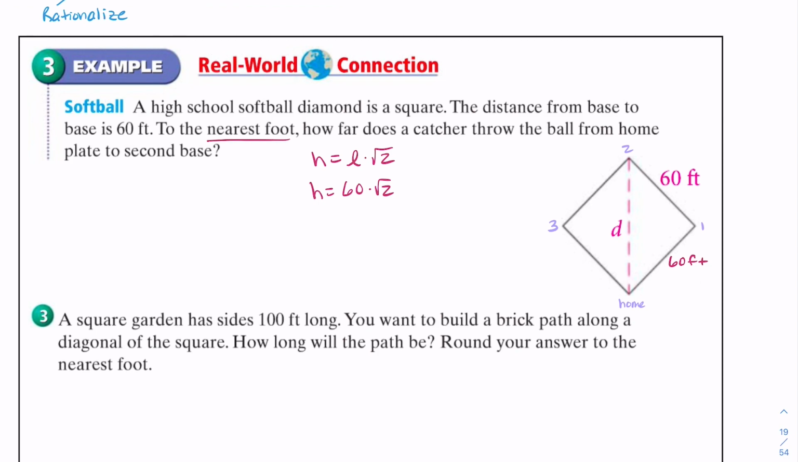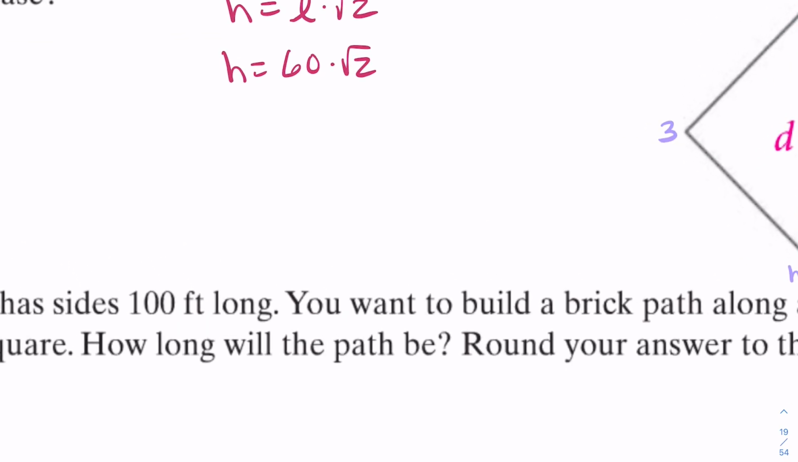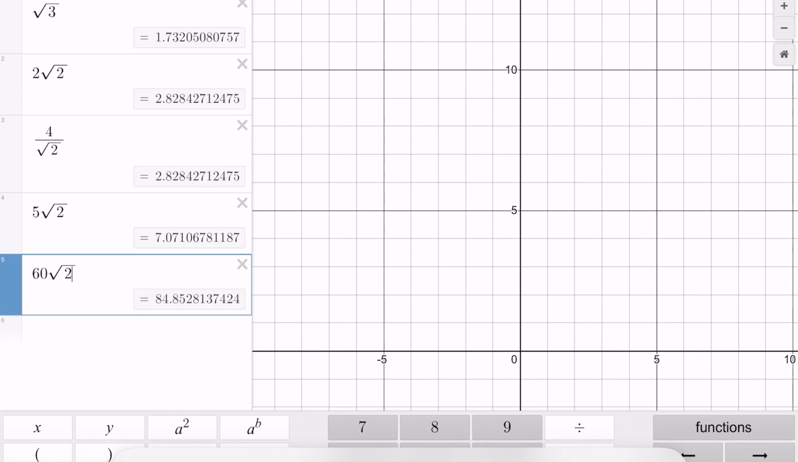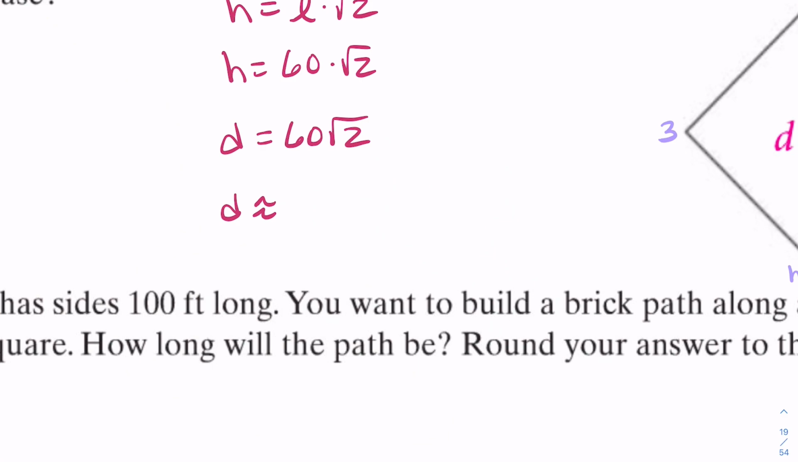but it wants it to the nearest foot. So we're going to say the diagonal is equal to 60 square roots of 2, but we're going to say the diagonal is approximately equal to, whoops, I'm on the wrong one. It's about 84.85.